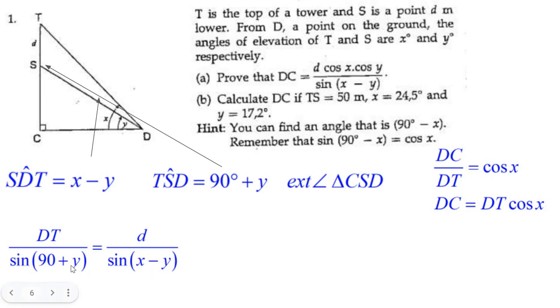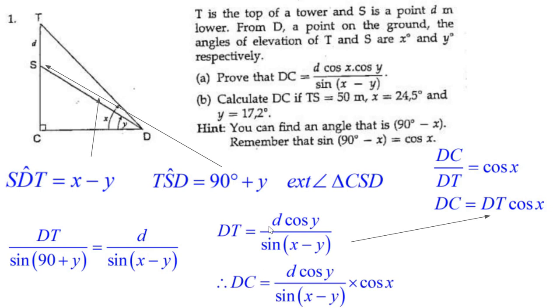But the sine of 90 plus Y, oh, that's a cofunction. Sine's positive up there, and we switch sine to cosine. Then it goes up here. Let's see. So this is going to go up here. It's going to be D cos Y. Gee, we've almost got our answer. Let's take a look. D cos Y over the sine of X minus Y. Well, that's what DT is.